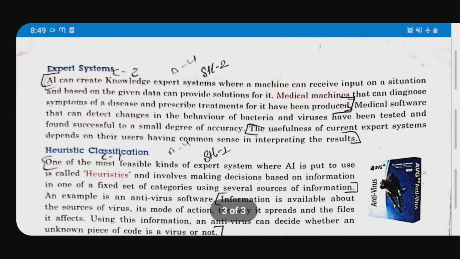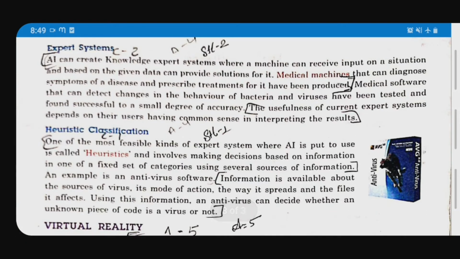Next is expert systems. This is the last chapter, and the last topic also. AI can create knowledge-based expert systems where a machine can receive input on a situation and, based on the given data, provide a solution for it. Medical machines that can diagnose symptoms of a disease and prescribe treatments for it have been produced. Medical software that can detect changes in the behavior of bacteria and viruses has been tested and found successful to a small degree of accuracy. The usefulness of current expert systems depends on their users having common sense in interpreting the result.